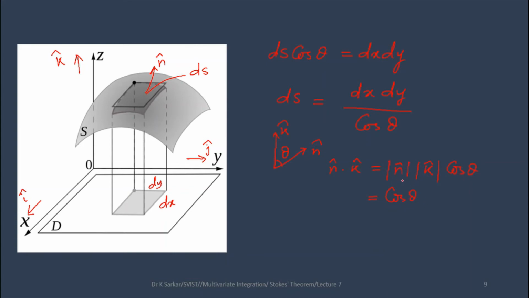Why? Because the modulus of a unit normal vector is always 1. Therefore, cos theta is n dot k, and we have to take the positive of cos theta. So ds is dx dy by the positive of n dot k. In this way we have found ds as dx dy by modulus n dot k.